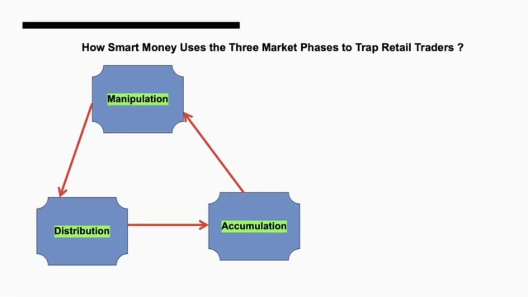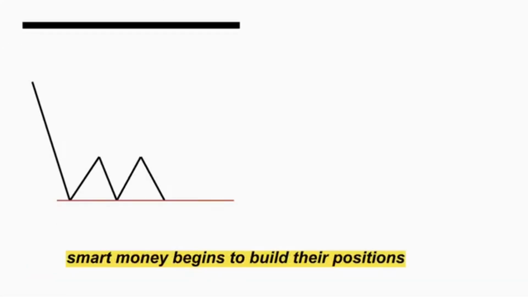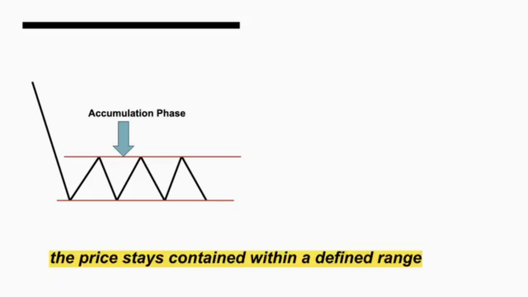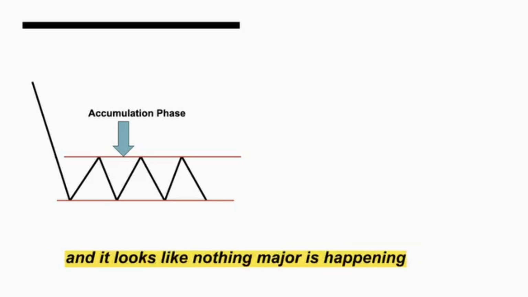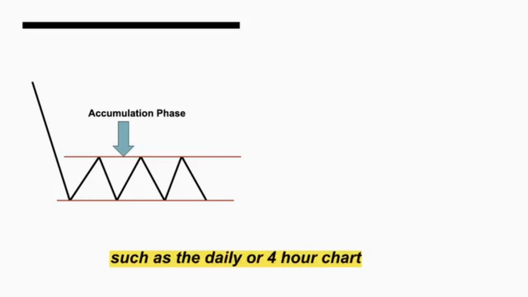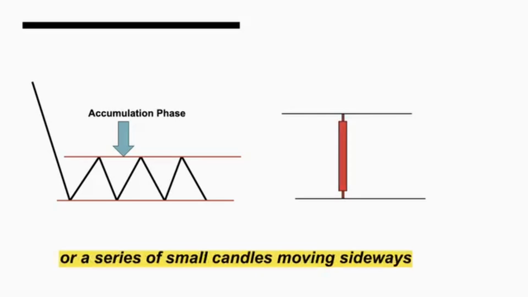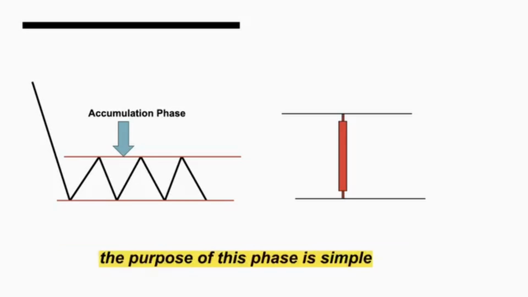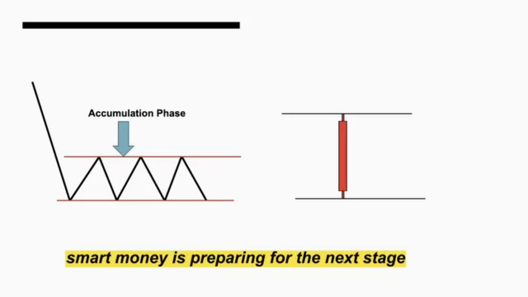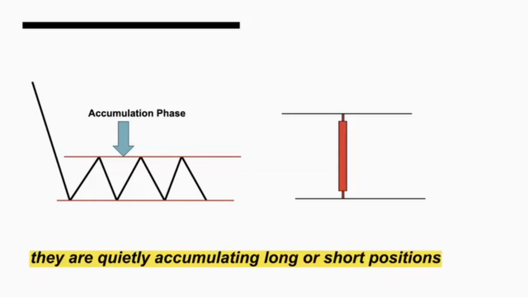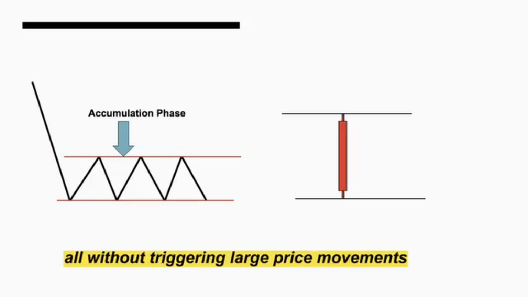Let's start with the accumulation phase. In this phase, smart money begins to build their positions while keeping the market relatively flat. You'll often see this as consolidation or sideways movement on the chart. The price stays contained within a defined range, and it looks like nothing major is happening. When we zoom out to the higher time frames, such as the daily or 4-hour chart, this accumulation phase often shows up as a narrow range candle or a series of small candles moving sideways. The purpose of this phase is simple. Smart money is preparing for the next stage, the manipulation phase. They are quietly accumulating long or short positions, all without triggering large price movements.